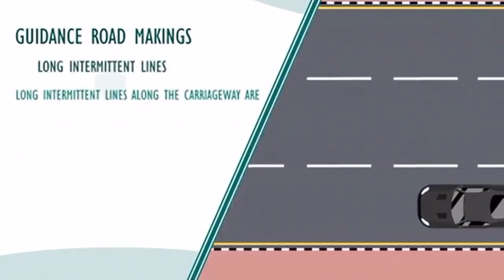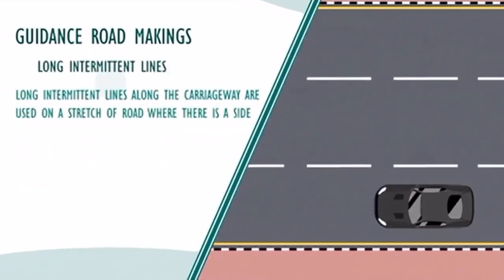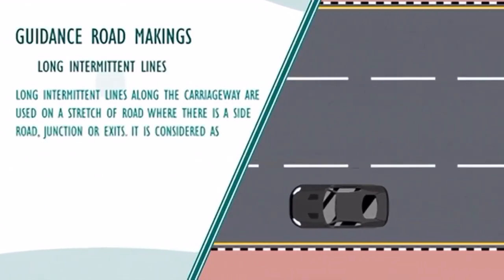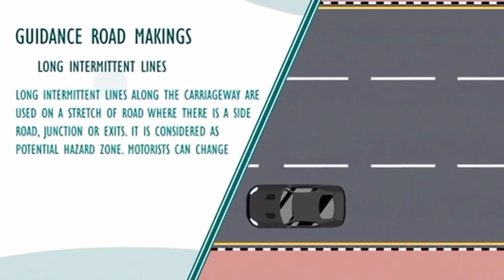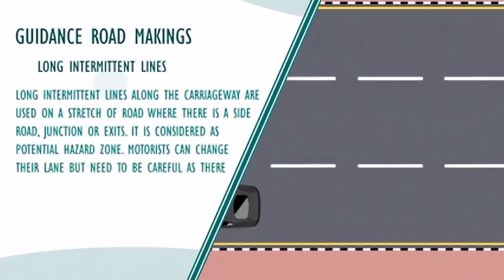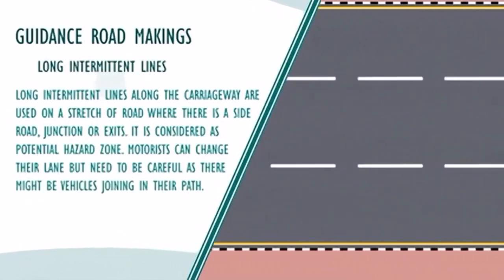Long intermittent lines along the carriageway are used on a stretch of road where there is a side road, junction or exits. It is considered a potential hazard zone. Motorists can change their lane but need to be careful as there might be vehicles joining in their path.